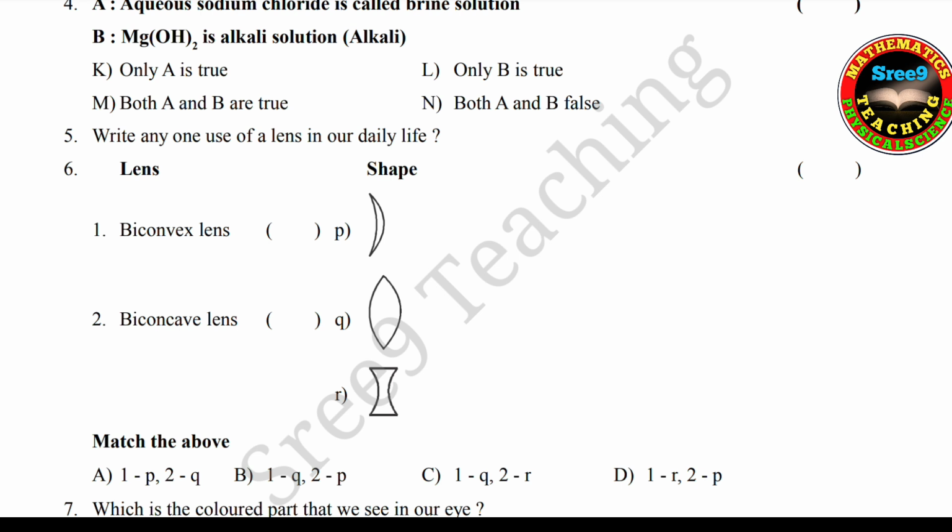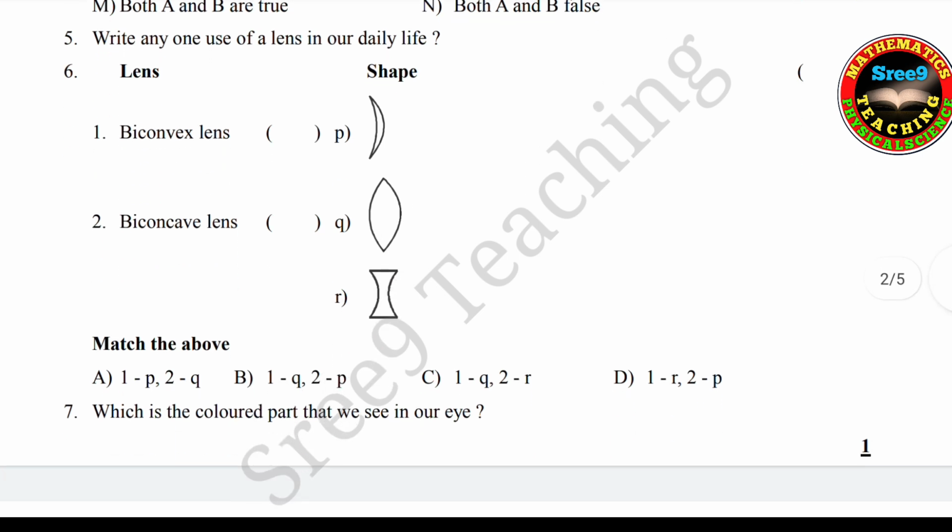Now sixth one, here we have to match. Here the left side lens type is given and the right side shape of the figure is given, right? Now here what are they? First one, biconvex lens. Second one, biconcave lens. So what is the matching for biconvex lens? Yes, first one will be Q and second one, biconcave lens, will be R.